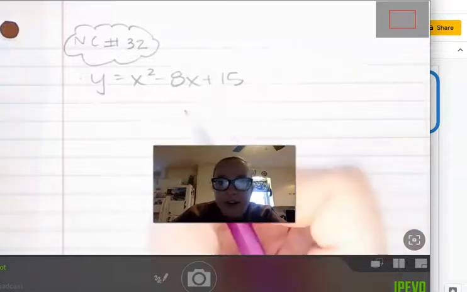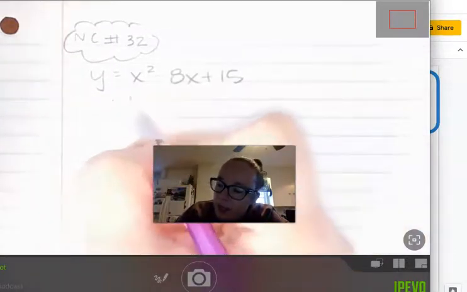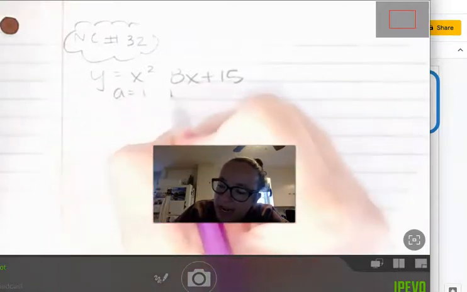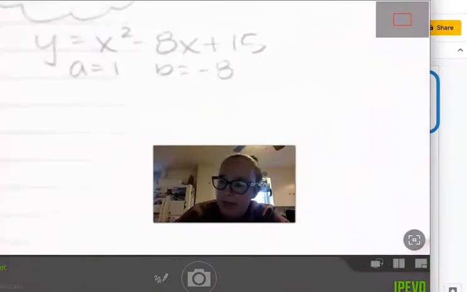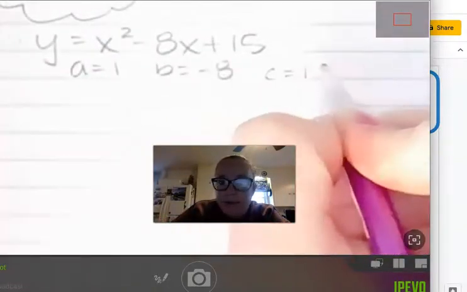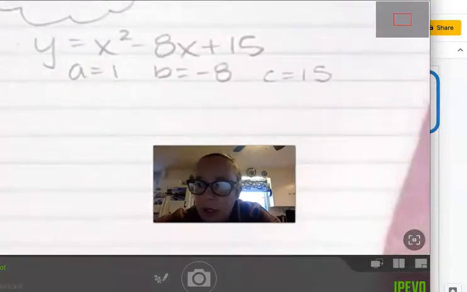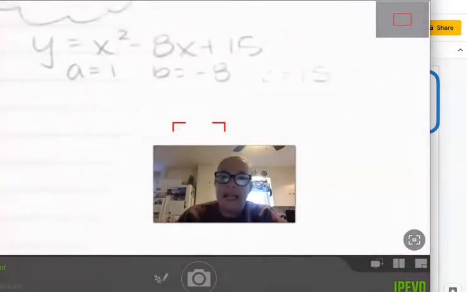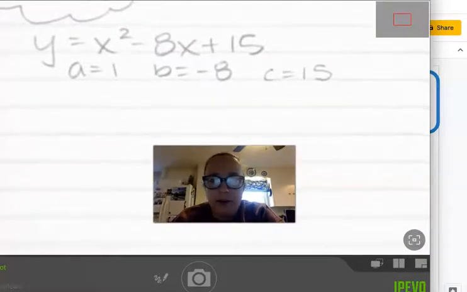So let's find the vertex using the negative b over 2a method. So we know a is 1, b is negative 8, and c is 15. We know all of those things to be true. We're good at that. We know how to do that. We did that using the quadratic formula. So that should be like old school, easy for you.